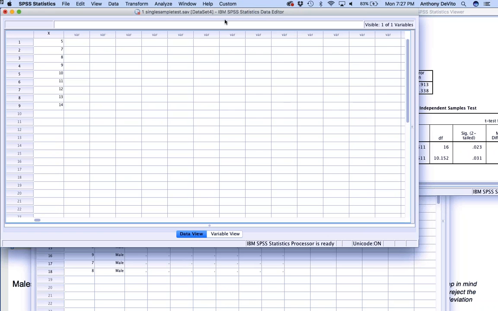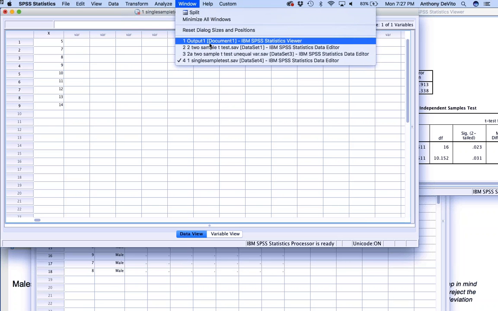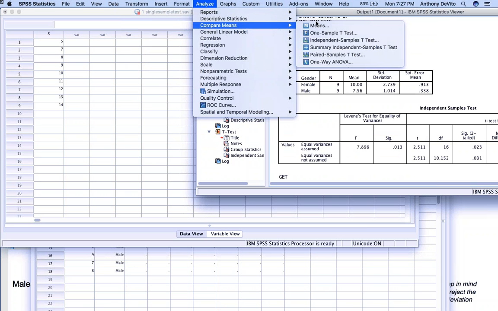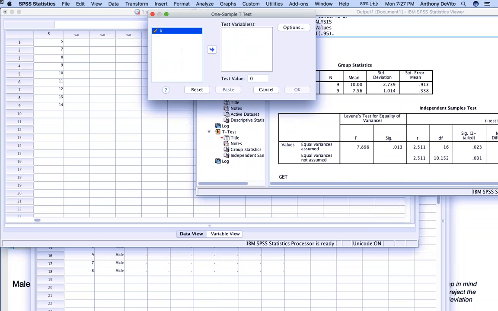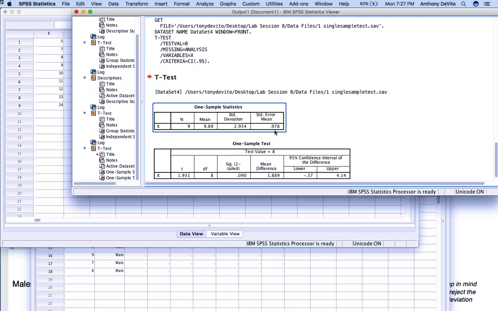Okay, so now I'm going to go again to the output. Open an output window. Analyze, compare means, one single sample t-test. I'm going to move this into the test variable, and then I'm going to put in here the value that I'm going to compare it to. When we used 8, we failed to reject the null hypothesis. So I'm going to put in 8 there. Okay, and let's see what the value of t is.